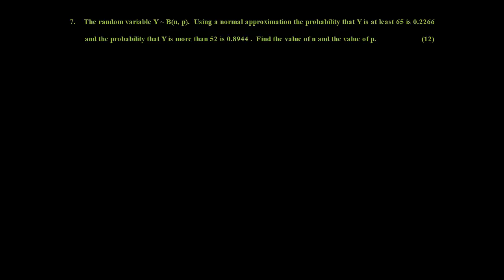The random variable y has a binomial distribution where n is the number of trials and p is the probability of success. So both are unknown, so we have to use normal approximation. The probability that y is at least 65 is 0.2266, and the probability that y is more than 52 is this. So let's start. Let's see how it goes.